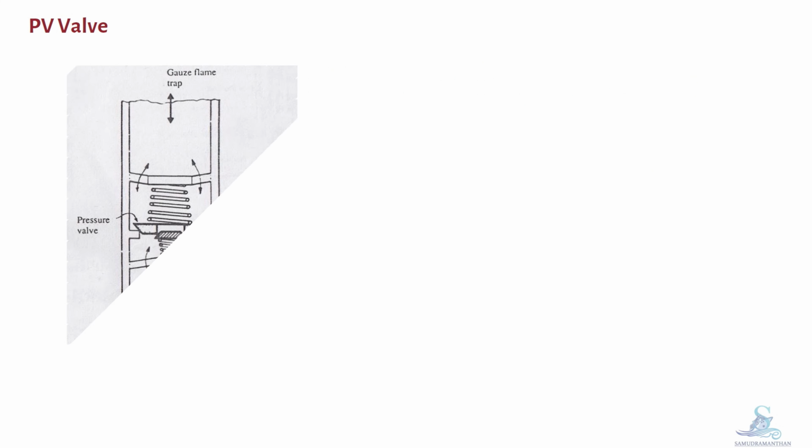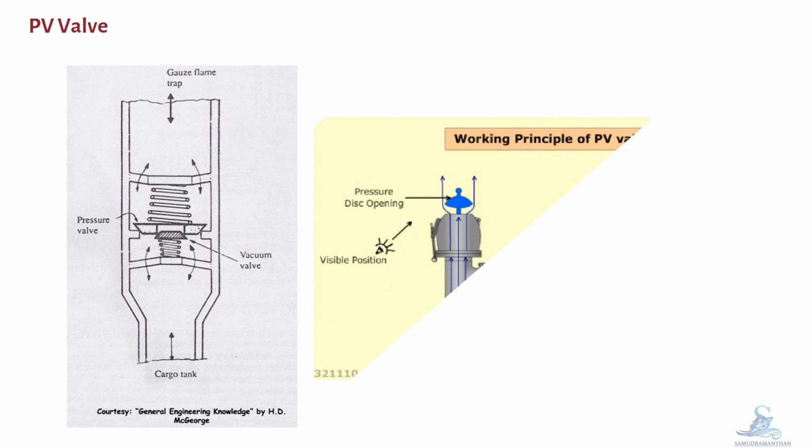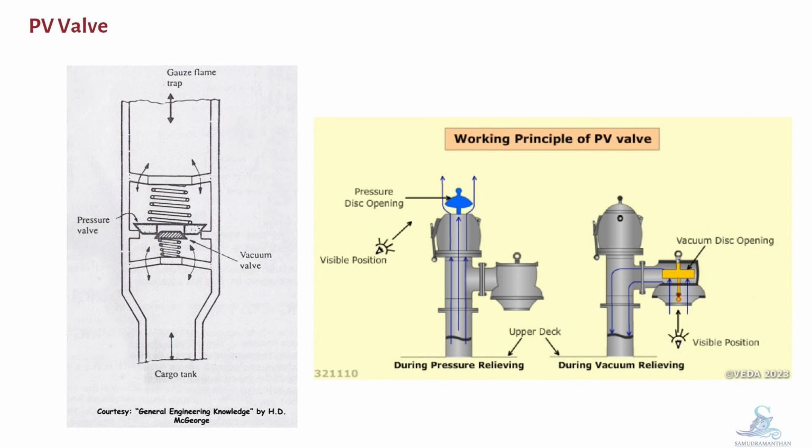This is the sketch of the PV valve showing gas flow. This is the image of the PV valve showing its working principle. Let's discuss the first part of the question: the purpose of the pressure vacuum valve.